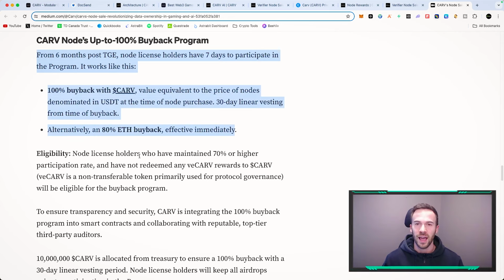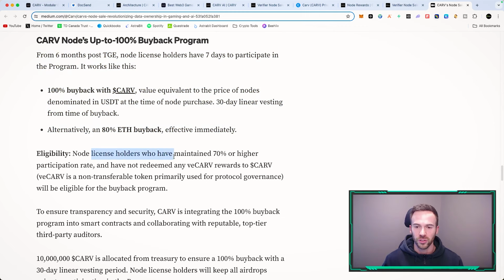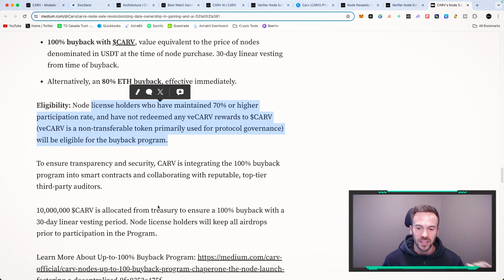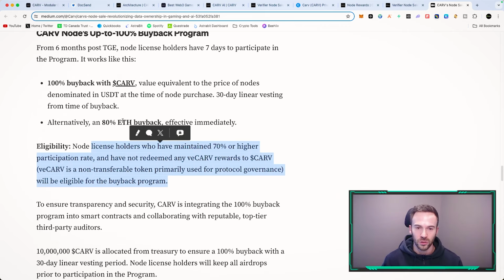So you basically have to own one node. You have to wait 6 months after TGE. And then it says node license holders who have maintained a 70% or higher participation rate, so just run your node as soon as it's available to run, and you are going to be eligible for this. And they basically have 10 million Carv tokens allocated for this. And of course, they do still have the possibility of an 80% Ethereum buyback. So quite interesting. Of course, this is for the long run, and it does incentivize people to participate.